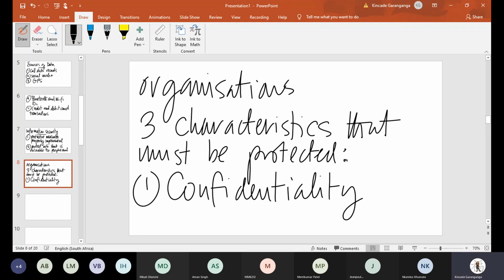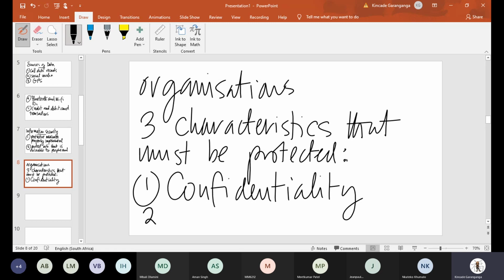What does this actually mean? Confidentiality is concerned with ensuring that information is neither disclosed nor available to those who are not authorized to have access to it. So literally, your information being confidential means that anyone who is not allowed or specifically permitted to access it does not access that content.